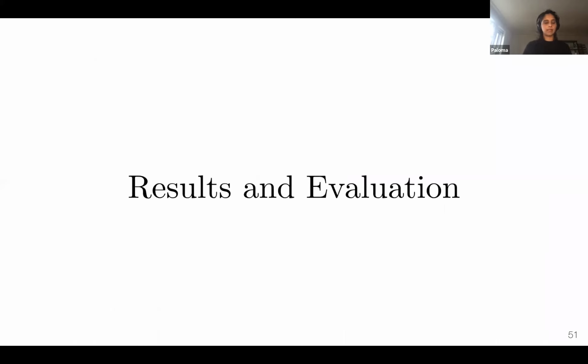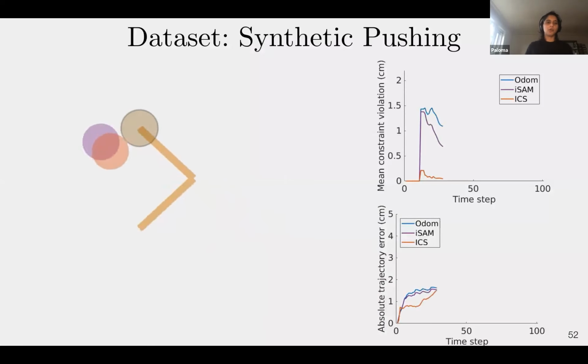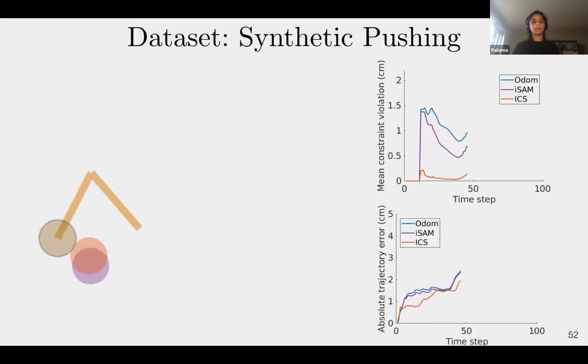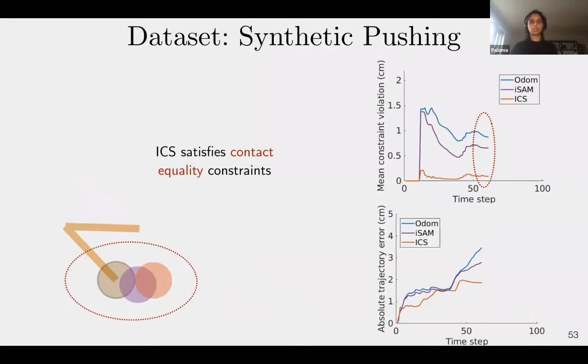So let's dive into some results. This is the data set of a robot pushing a disk. The goal here is to track the disk with only binary contact measurements. And we enforce equality constraints that say at contact, the two shapes must touch each other. And we see that the incremental constraint solver is able to solve the constraints much more precisely than the unconstrained solver here, ISAM.